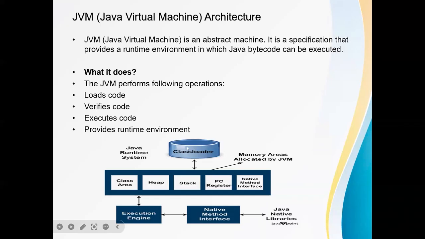Now see how exactly it works. Currently, we did javac and java: bytecode came, then we ran java Hello, and then you were able to see the result. But how is it happening internally? First we have a class loader, which helps you load your class. Below that we have the memory areas: class area, heap area, stack area, PC register, and native method interface. I will explain them in detail, and I will also talk about the execution engine and native method interface.